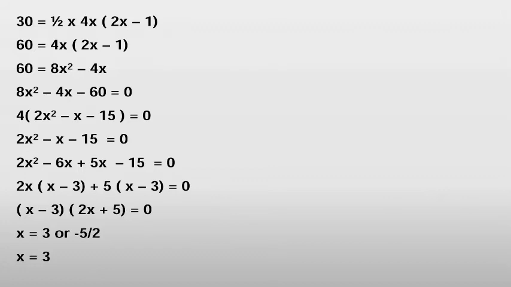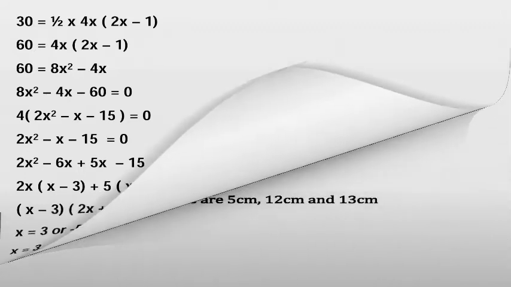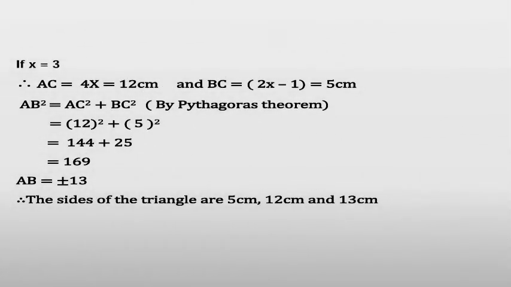Negative values cannot be considered for the sides of a triangle. So neglect the negative value. Consider the positive value. x is equal to 3. If x is equal to 3, that means AC, that is 4x, is equal to 12 centimeter. And BC is equal to 2x minus 1, that is equal to 5 centimeter.